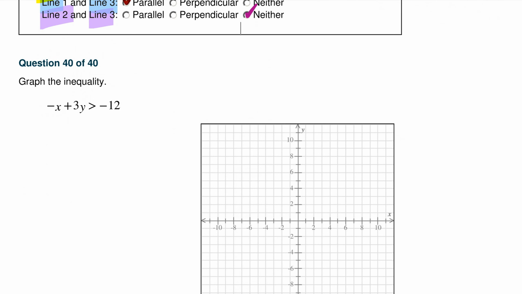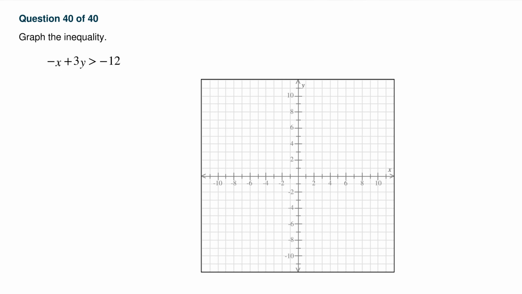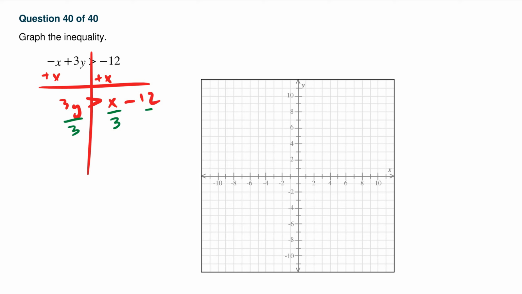Alright, we're heading to the last problem. Yay! So what you're going to do is solve for y. We're going to add x on both sides. That will give me 3y greater than x minus 12. To get y by itself, you're going to divide by 3 on both sides. So y greater than 1/3 x minus 4. Okay, so our slope is 1/3 and the y-intercept is negative 4.